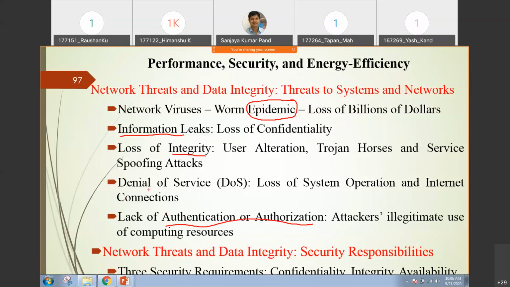So if integrity is lost, or integrity is compromised, then what will happen? User alteration, or you can inject a virus like a Trojan horse virus, or a service spoofing attack. The service will be spoofed. The genuine user will not be able to access the system. The unauthorized user will control the entire system.